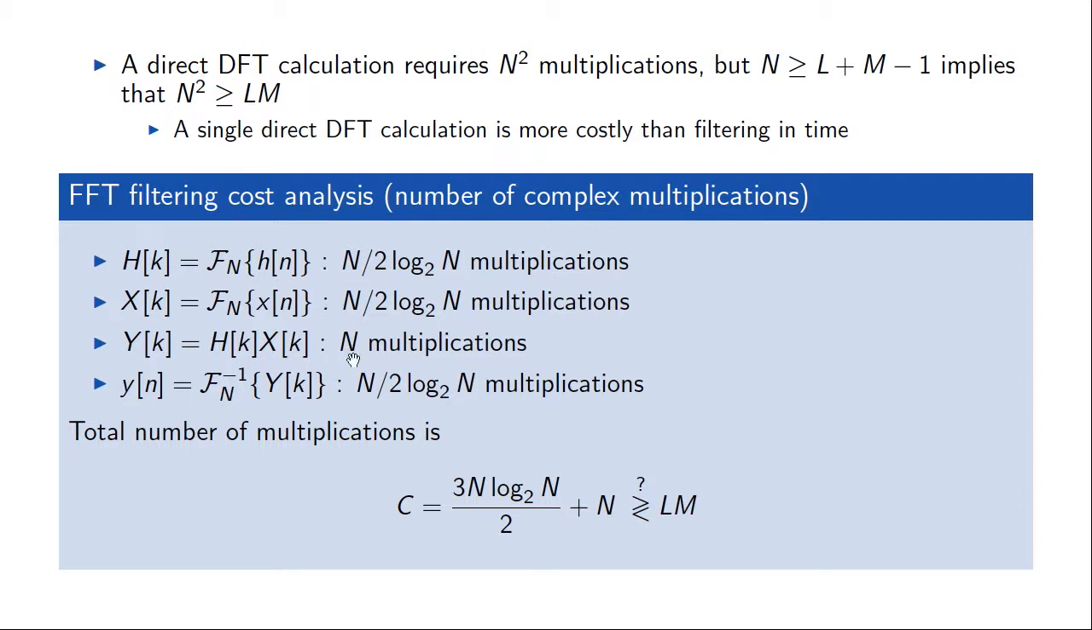Then you would spend N multiplications in order to multiply together these transforms for every value of k, since we have N points in the transform, and there would be another N over 2 log 2 N multiplications to get back into the time domain from the frequency domain. So the total number of multiplications that it would cost to do the filtering in the frequency domain using the FFT algorithm would be 3 times N log 2 of N over 2 plus N. So the question now, is this larger or smaller than L times M?